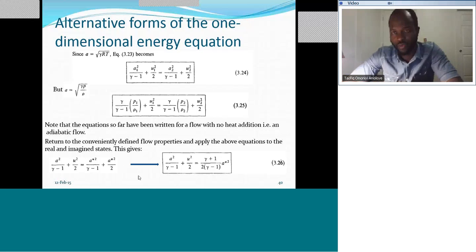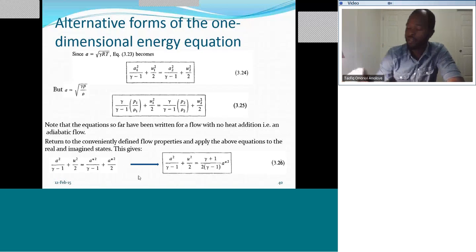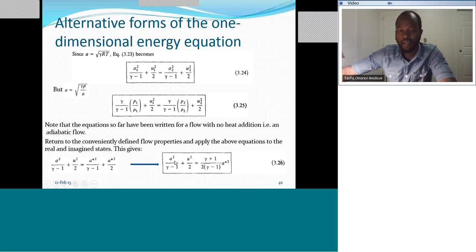Its speed is going to be equal to a star because we said at that imaginary state that the Mach number is equal to 1. Mach number is just the ratio of velocity over a, so the speed of the object at that imaginary state is also equal to the speed of sound. Combining it, there is a way for us to calculate the characteristic speed of sound from the properties of the fluid, the flow velocity, and the speed of sound in the real state.